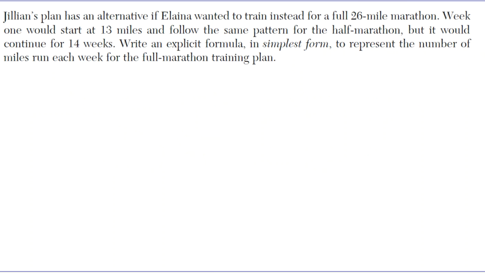Alright, let's take a look at the last part of 34, part C. It says Jillian's plan has an alternative if Ileana wanted to train instead for a full 26-mile marathon. Week 1 would start at 13 miles and follow the same pattern as the half marathon, but it would continue for 14 weeks as opposed to the 12 weeks illustrated on the graph. Question: write an explicit formula in simplest form to represent the number of miles run each week for the full marathon training plan. So here we are looking at the explicit formula for an arithmetic pattern or sequence.